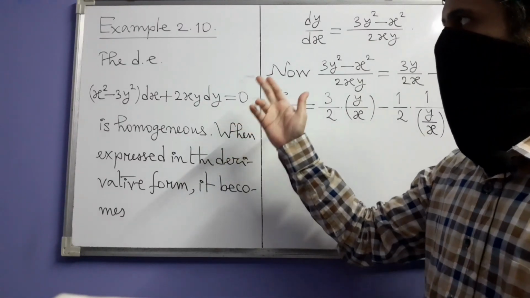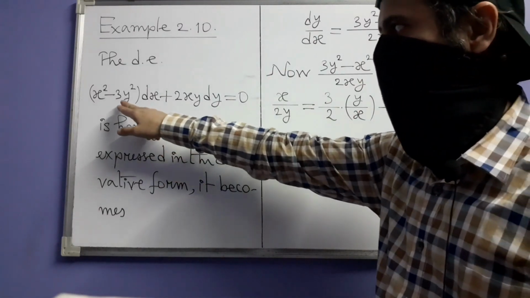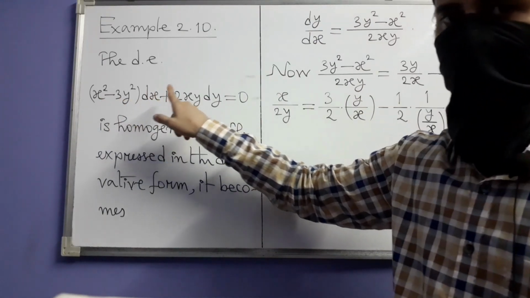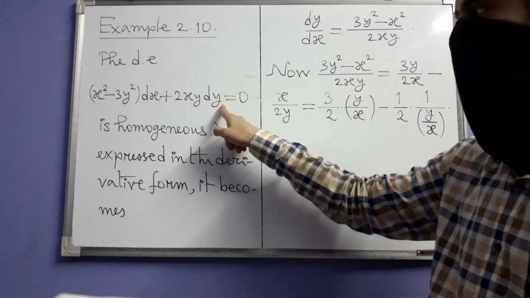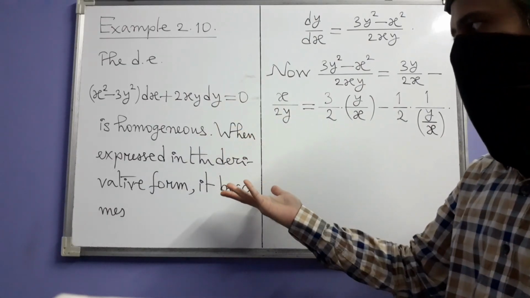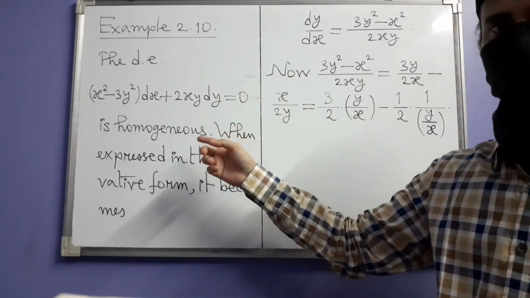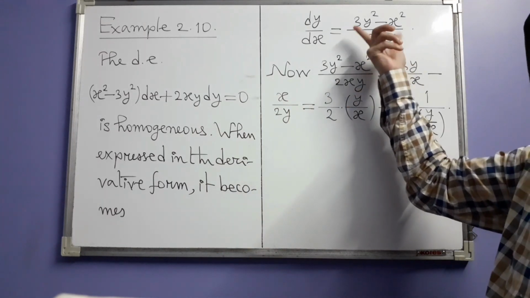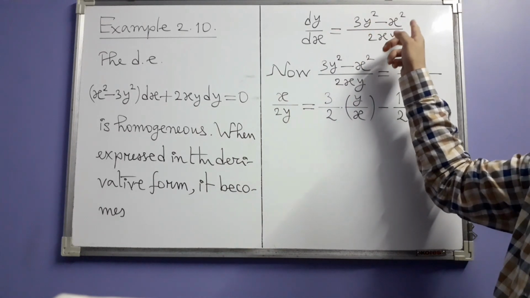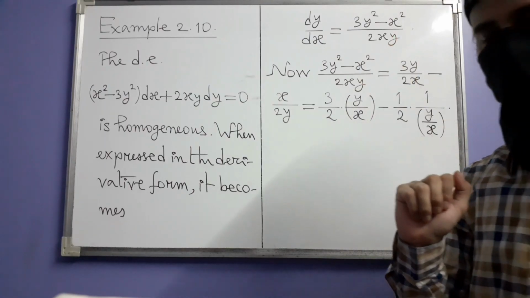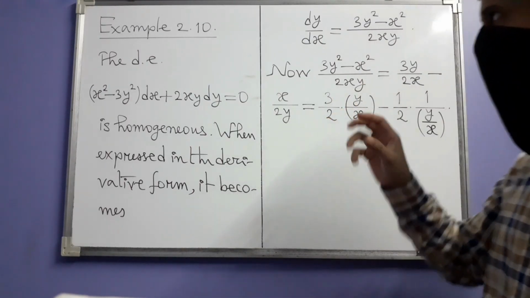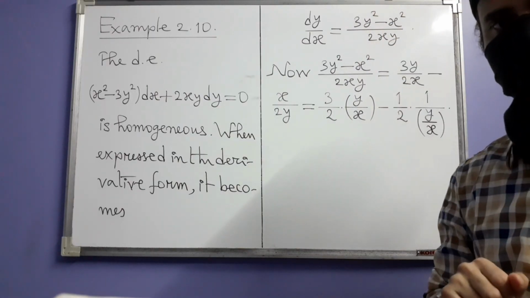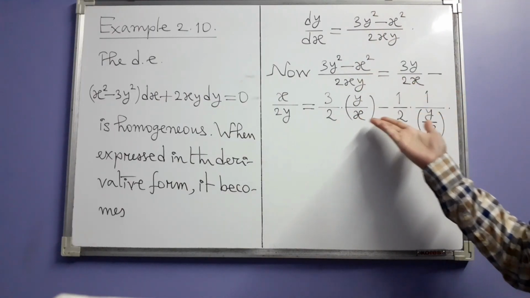Consider this example 210 and look at this differential equation here: (x square minus 3y square) dx plus 2xy dy equal to 0. And this is a homogeneous equation. When you express this equation, which is in differential form, in derivative form, it is this: dy/dx equals (3y square minus x square) divided by 2xy. Why is it homogeneous? Because this right hand side is a function of y divided by x.